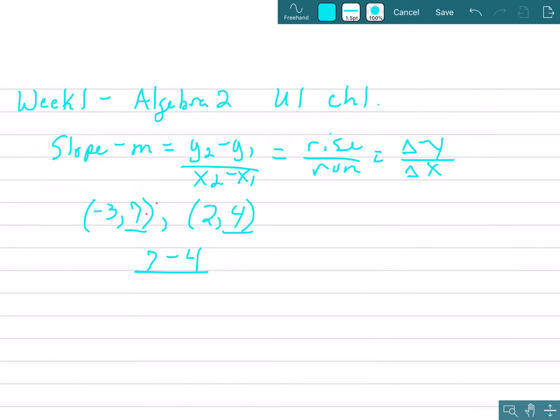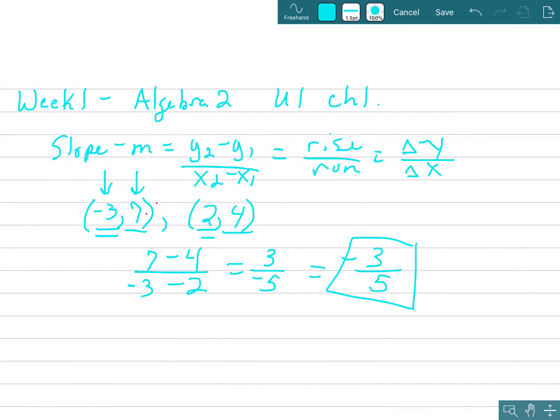Now, because I started with the 7, that means I need to start with the negative 3 for my x's. So here I'll do negative 3 minus 2. Had I started with the 4 up top, I would have had to start with the 2 on the bottom. It still gives you the same answer. So now 7 minus 4 is 3. Negative 3 minus 2 is negative 5. And then we always want that negative sign to be up top, so we get negative 3/5. All right, so there's our slope from two ordered pairs.